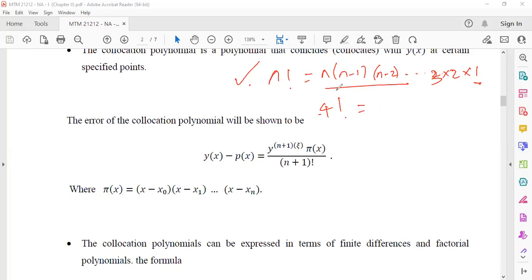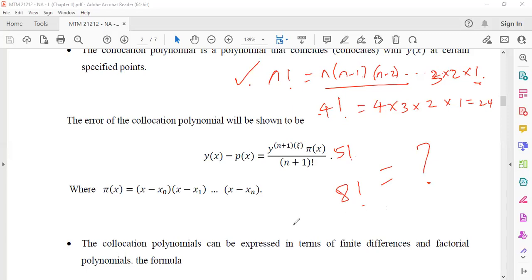So if it is n factorial, n, n minus 1, n minus 2, it goes up to 1. So for 4 factorial, you can take it like this: 4, 3, 2, 1. These are numbers now, you can multiply. 4 times 3 is 12, times 2 is 24, like that. So like that you can find many factorials.